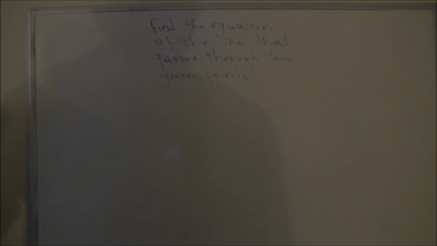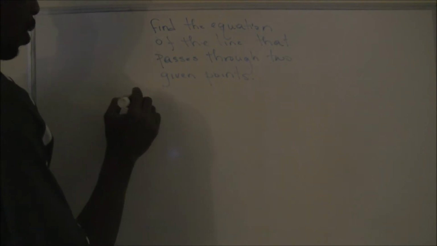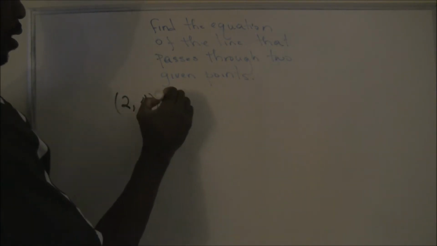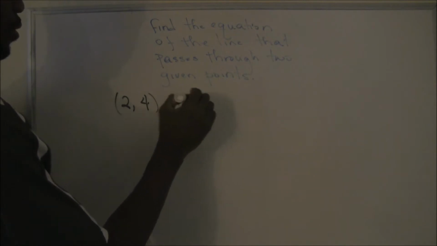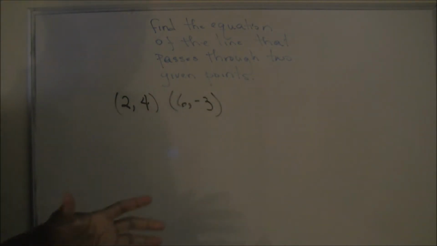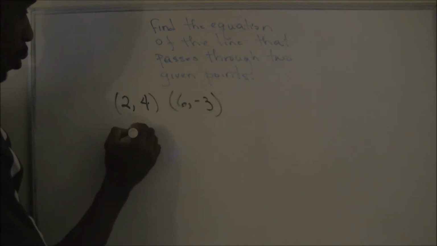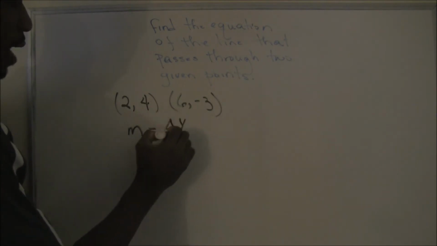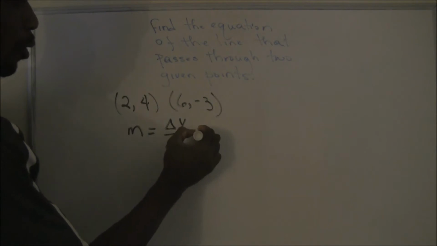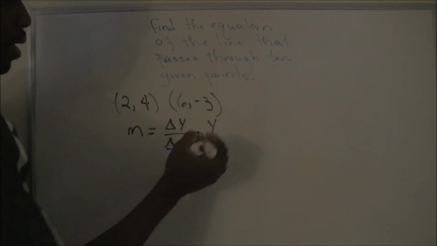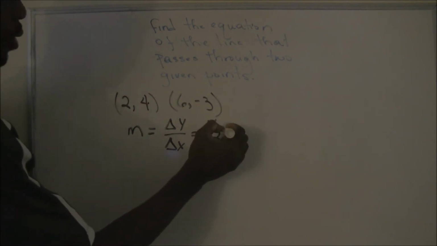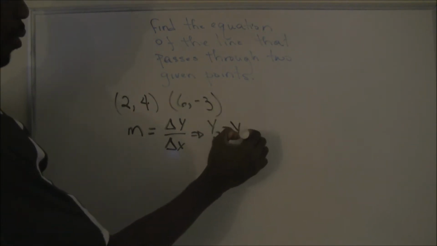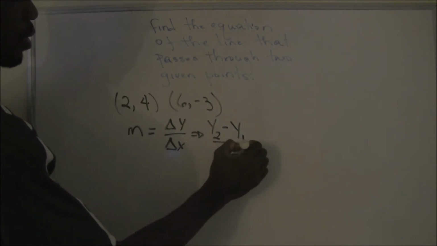All right. Now let us consider the 2 points as 2, 4 and 6, negative 3. These 2 points, we're going to use them to find the equation of the line. The first step is to find the slope, which we know is represented by m. That is the rate of change, which is the change in y's over the change in x's, which implies this formula that is very common, which is y sub 2 minus y sub 1 over x sub 2 minus x sub 1.